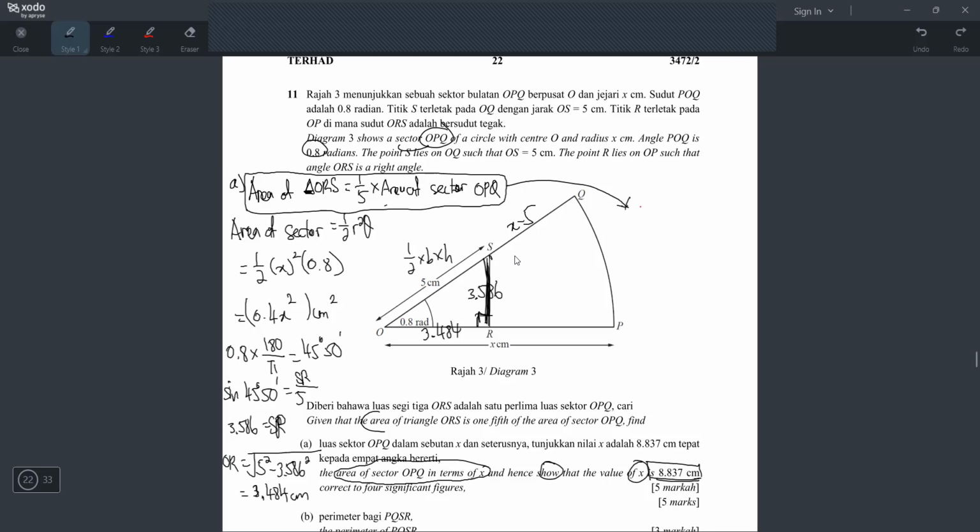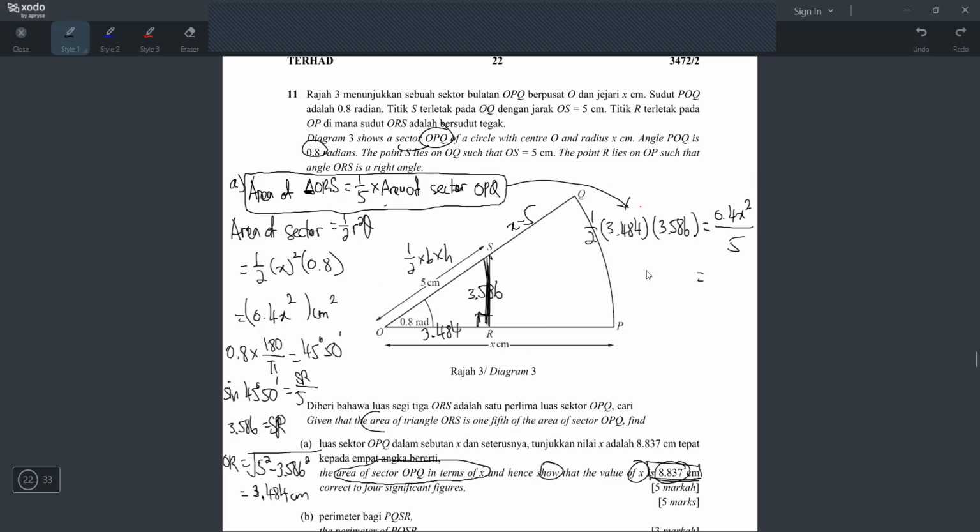The area of ORS, I can find it already. It will be 1/2 times base times height. The base, I find it already, 3.484 times with height, which is 3.586. And then the whole thing equals to 1/5 times area of sector. But area of sector is 0.4x squared, right? But of course, I have to times with 1/5, which is the same as dividing by 5. And now I can just bina and then find x. And hopefully my x is equals to this. If it's not equals to this, I'll be very sad because it means I did something wrong.